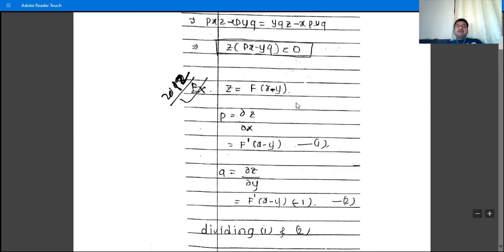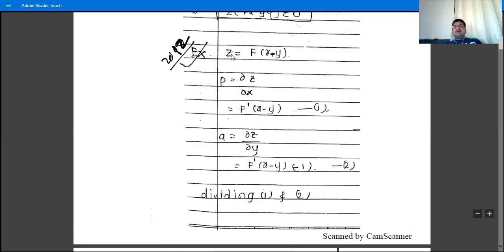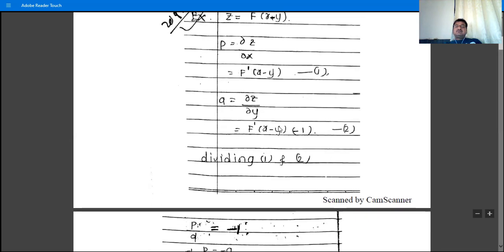z is equal to f of x minus y, and we have to form the corresponding partial differential equation. So the solution is given, and we have to differentiate with respect to x and y, equations 1 and 2, and from equations 1 and 2 eliminate this function F. So first, derivative with respect to x, del z by del x, that is p, is equal to f dash of x minus y into the derivative of x minus y with respect to x, which is 1. Then del z by del y, with respect to y the derivative is q, and it's f dash of x minus y into the derivative of x minus y with respect to y, which is minus 1. Derivative of x is 0 and derivative of minus y is minus 1.